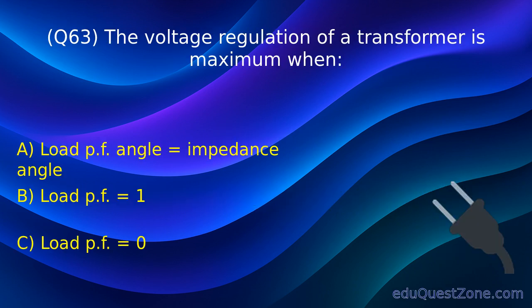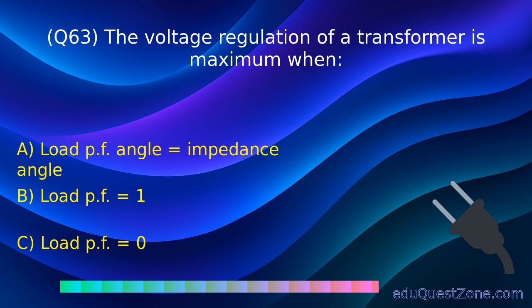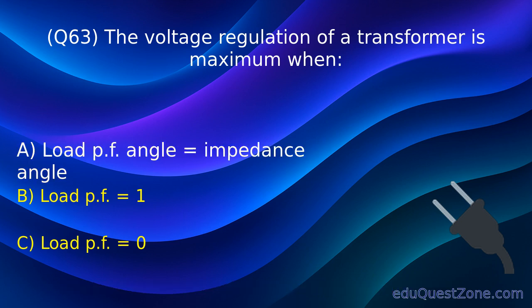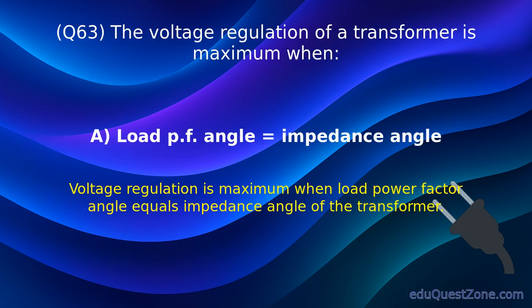Question 63. The voltage regulation of a transformer is maximum when. Option A, load power factor angle equals impedance angle. Maximum voltage regulation occurs when load power factor angle equals transformer impedance angle.